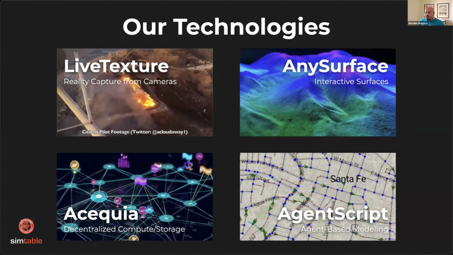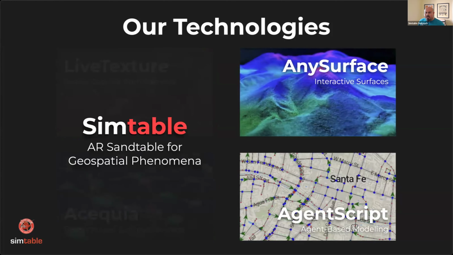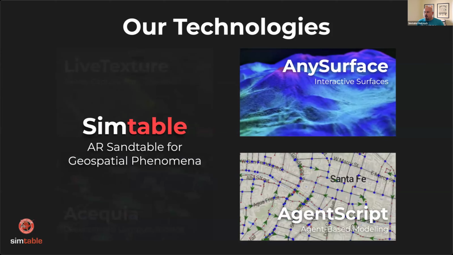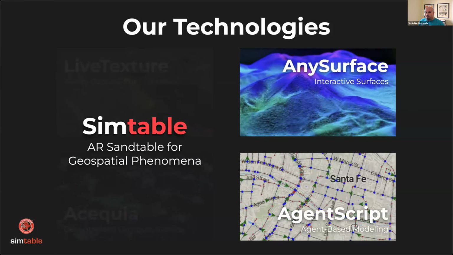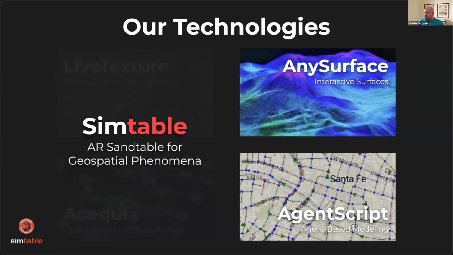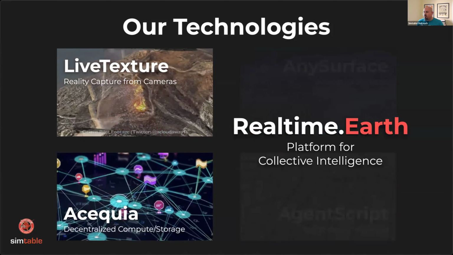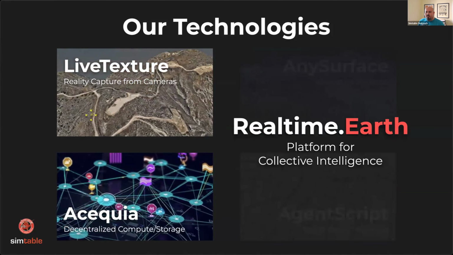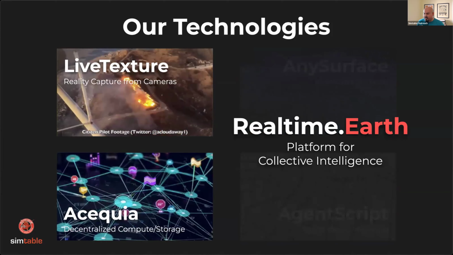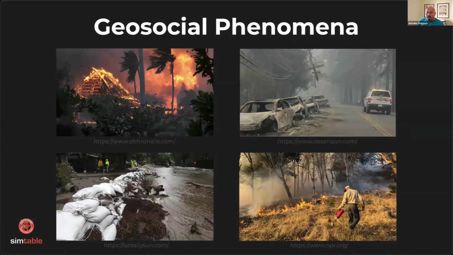So we couple these technologies in a variety of different configurations to empower our products. Those being the Simtable, which is our AR sand table for geospatial phenomena that includes aspects of Any Surface, AgentScript, and loosely Asakia. And Realtime Earth, our platform for collective intelligence, which uses Live Texture and the Asakia. Which I'll primarily be discussing today.